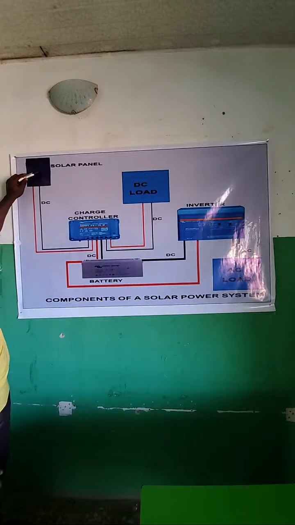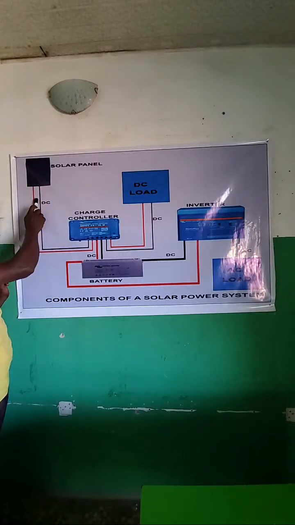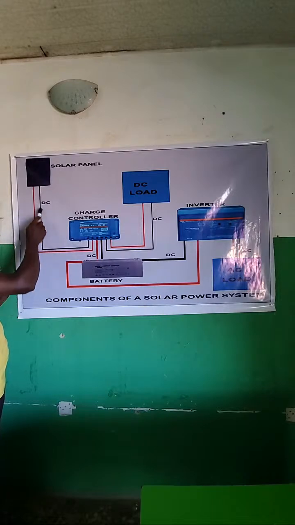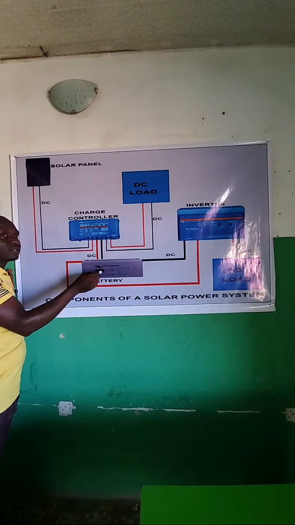Now, the solar panel is the generator. Once it is exposed to the sun, it starts generating electricity in the form of DC. As you can see here, the red stands for the positive cable, while the black here stands for the negative cable. So the energy that comes from the solar panel is direct current. As you can see here, it is DC. It's direct current. It flows to the battery bank.